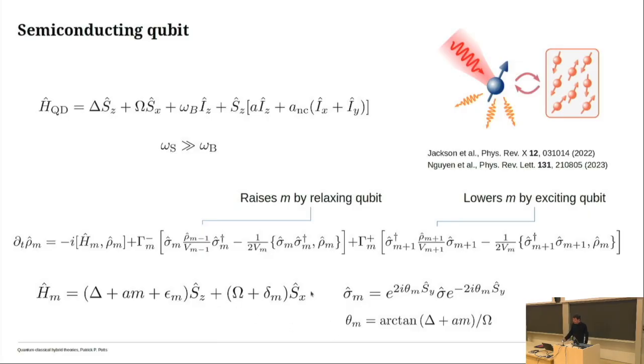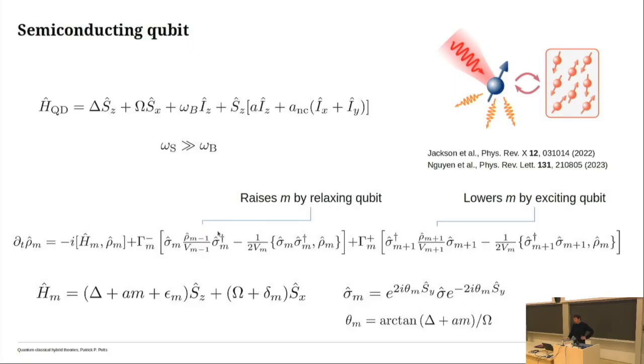And then the jump operators are again lowering operators, but now the quantization axis depends on m, right? You can also see this because of this Rabi drive, also the quantization axis of this Hamiltonian, right? The eigenbasis of this Hamiltonian depends on m, and this is also reflected in this lowering operator. But we still essentially have that the terms increase or decrease m by lowering or exciting the qubit, just now the basis depends on m, right?